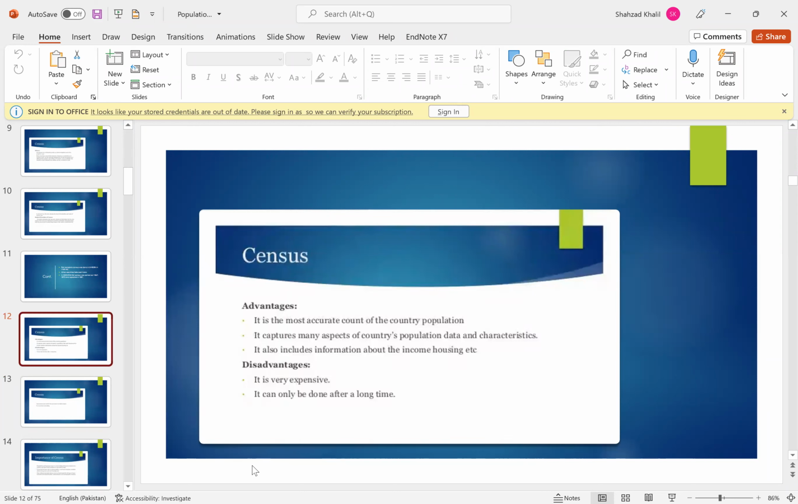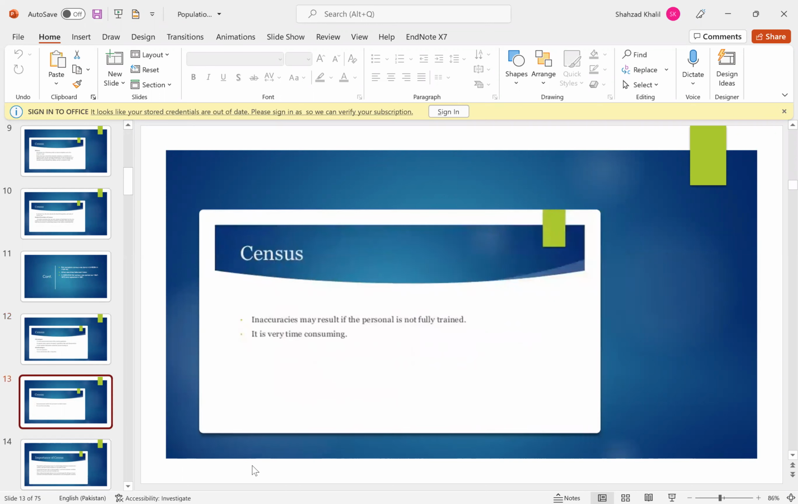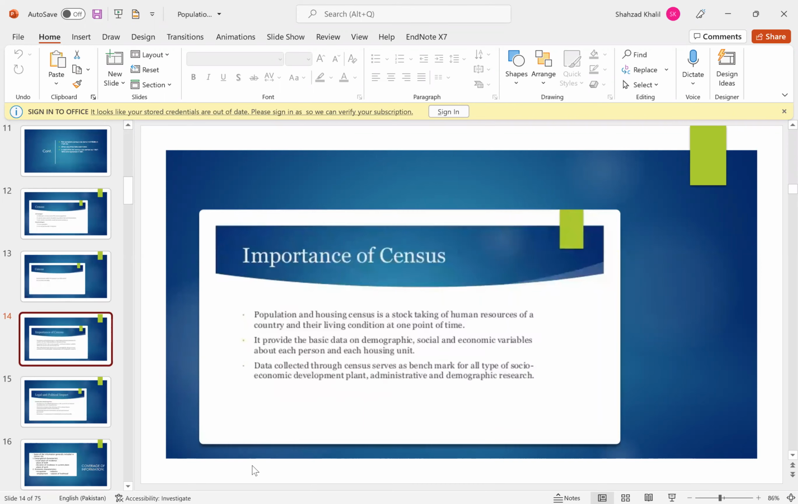Advantages. It is the most accurate count of a country's population. It captures many aspects of country population data and characteristics. It also includes information about the income, housing, etc. Disadvantages include that it is very expensive. It can only be done after a long time. Inaccuracies may result if the person is not fully trained, and it is very time consuming.